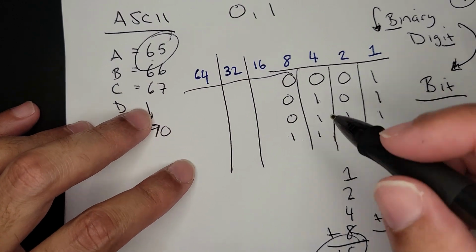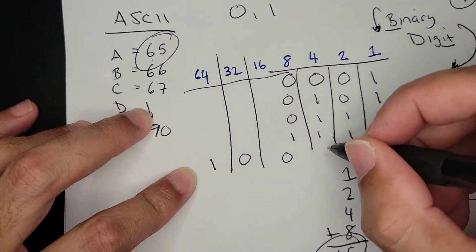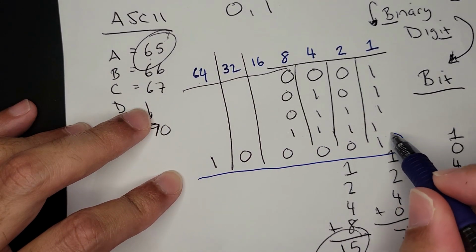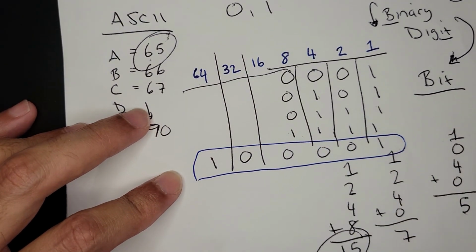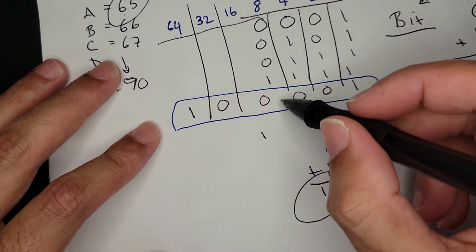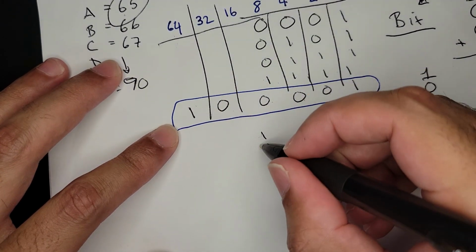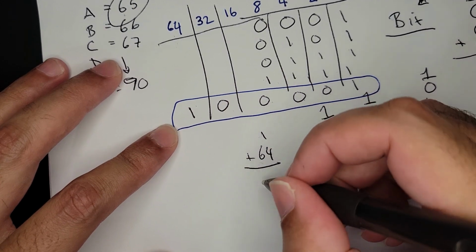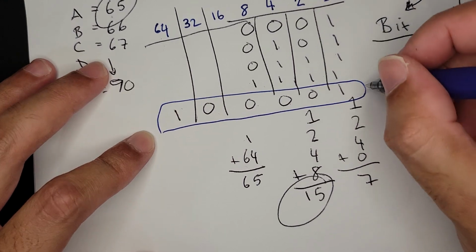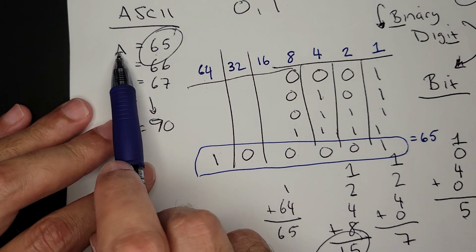So you might think, well, we could just turn on the 64 bit, 0 out the rest, except for the 1 bit. So I'm just going to underline this in blue so that we can see what we're focusing on. And we do the same system. We add the 1, and then there's 0, 0, 0, 0, and then this guy's on. What is he worth? Well, he's worth 64, so we add him, and we add them up. We get 65. So this is the same as saying 65, or in our case, it could be A.